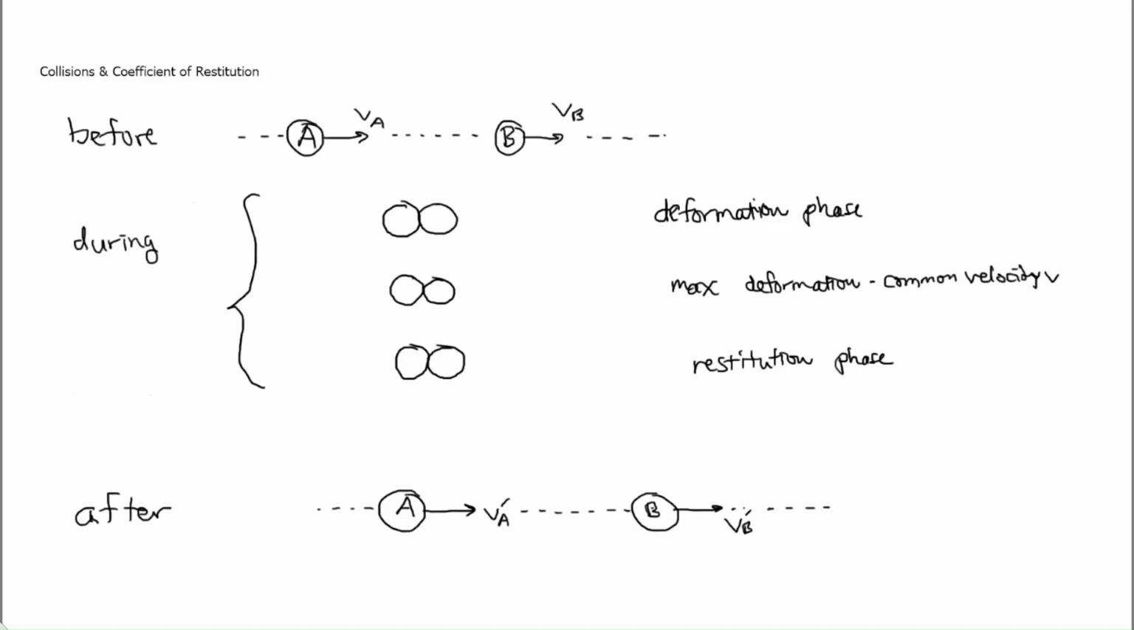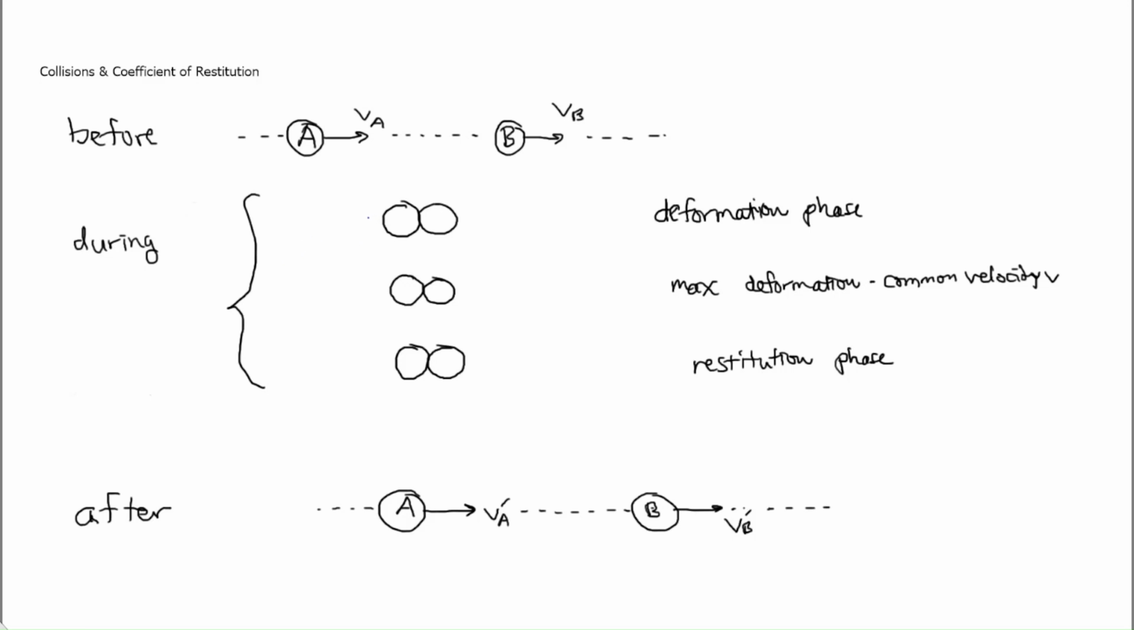Now during the collision, several things are going on, and I'll get to that in a minute. After the collision, things are continuing to move along this common line, but each object has a new velocity, v sub a prime and v sub b prime. So what's going on during the collision that we need to know about? Well, there are two different phases during the collision when these objects are in contact. We call those the deformation phase and the restitution phase.